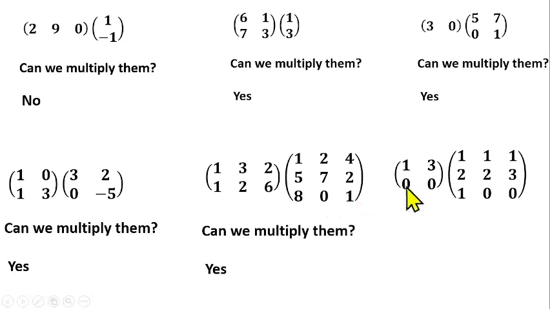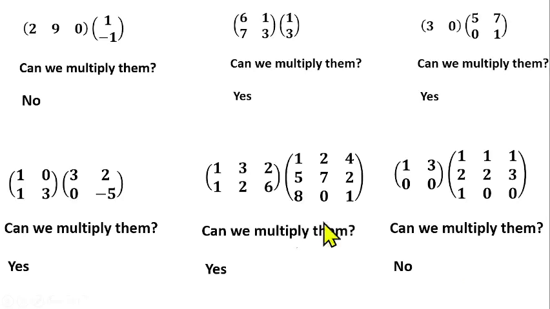So they can't multiply. The element in the row here is 2. The element in the column here is 3 rather. So they can't multiply. So the answer is no.